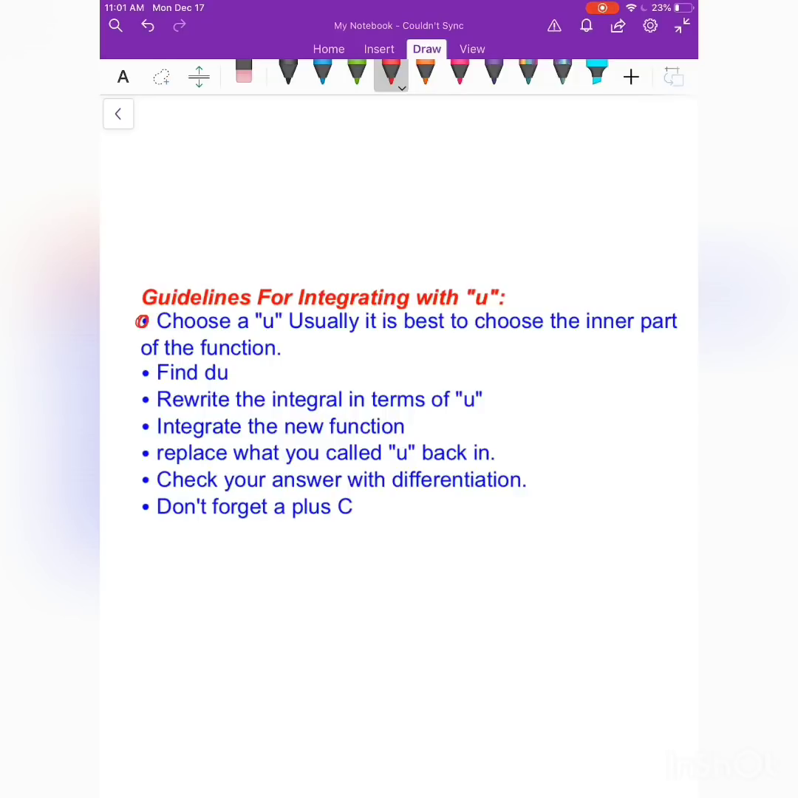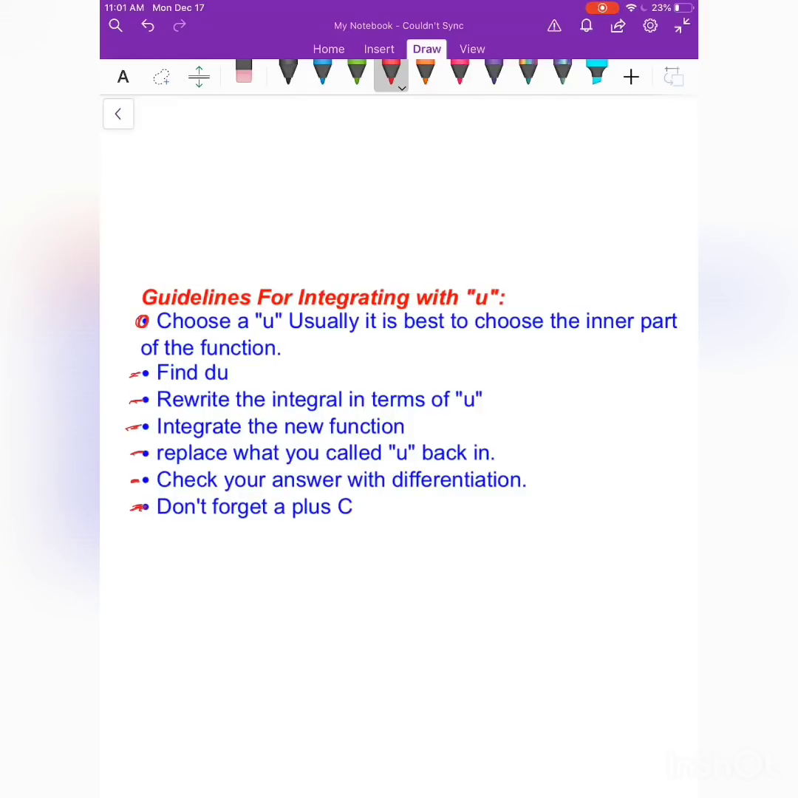Second step is you find du. Third step is you write the integral in terms of u. Then integrate our new simple function. And once you get an answer, plug u back in so that we're back in terms of x. A cool thing is you can take the derivative of your answer to see if it matches the original question, so that you'll know if you did it right. And don't forget that we're integrating indefinitely, so we always need a plus C.